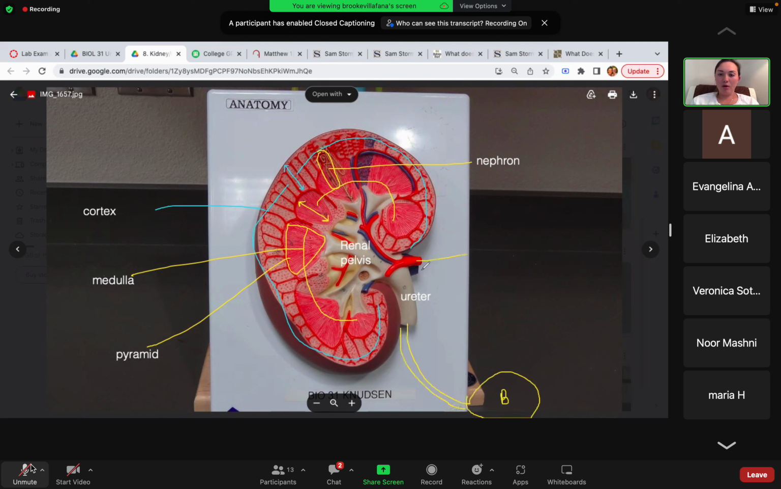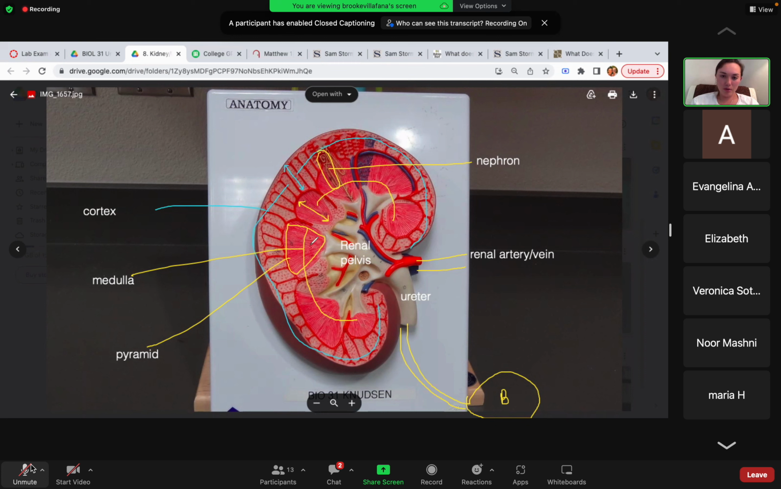We have the renal artery and the renal vein. Renal artery. I'll just put vein because I think we all know. Blue would be vein. Red would be artery. Renal artery, renal vein. And then you have your minor and major calyces.